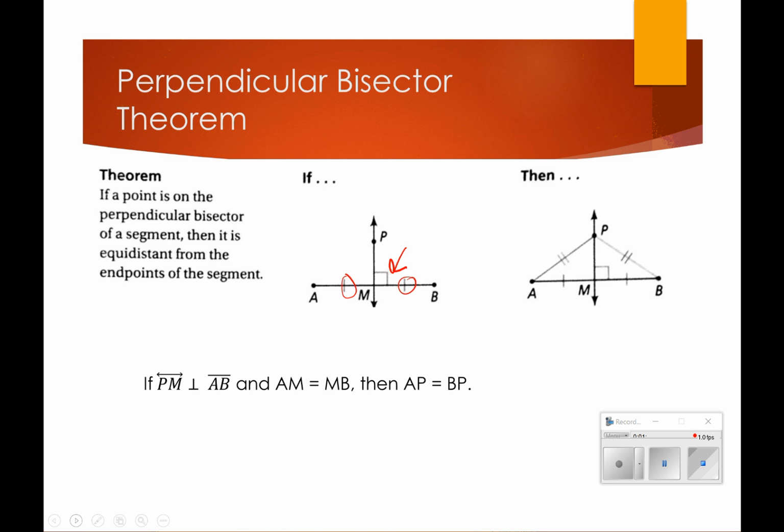Okay, so if PM is perpendicular to AB, notice that with AB, we don't use the line symbol because it's a segment, because lines don't have any distance. So if that's true, and AM is equal to MB, then AP is equal to BP.